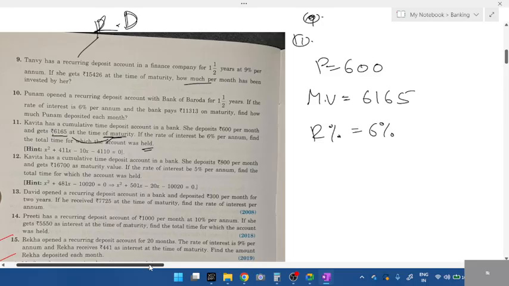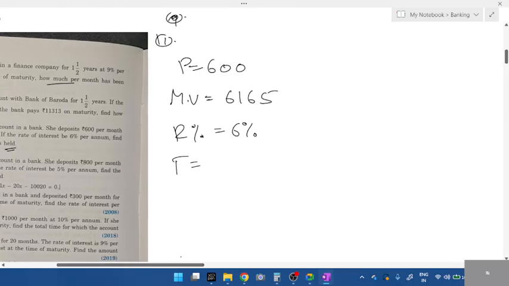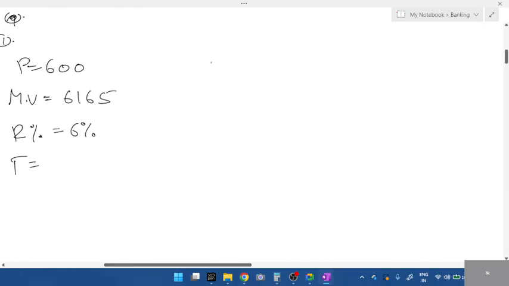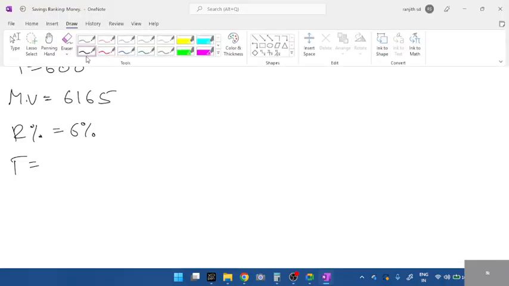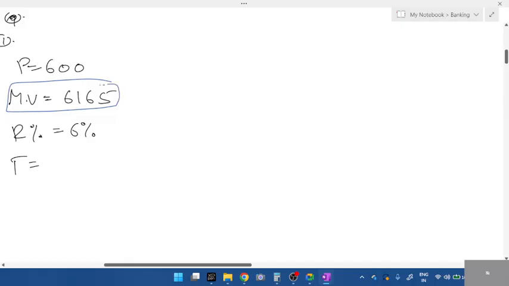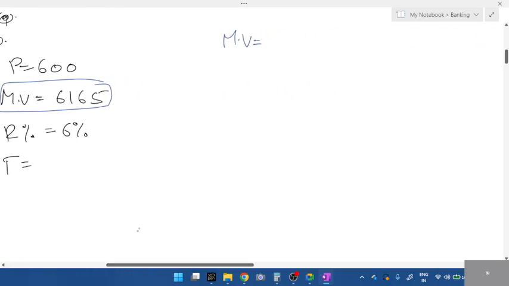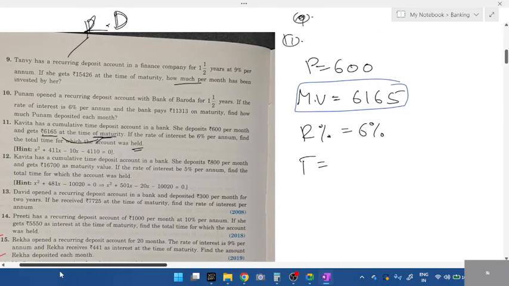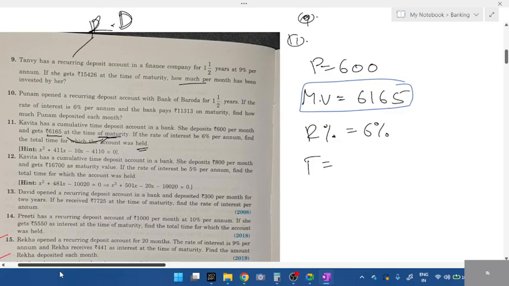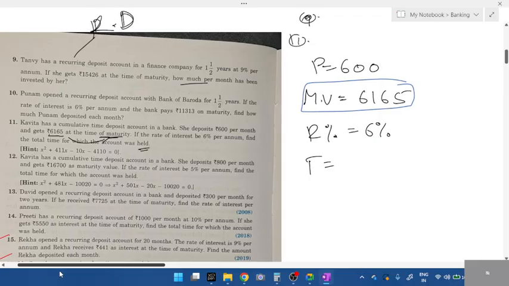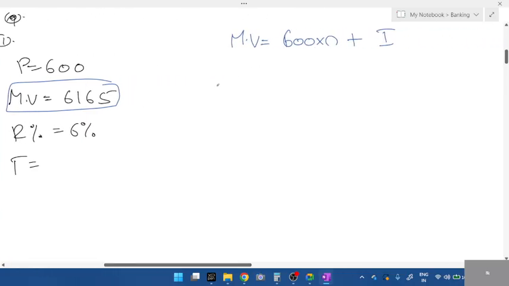Find the total time. T is always in years. First we'll find N and later convert into T. So whenever maturity value is given, students, I told you to use the maturity value formula. MV is equal to, what is I given? I is not given. MV is equal to P into N plus I, 600 into N plus I. So MV is given, use the MV formula first. In this I is missing and MV is given, right? MV is given here.